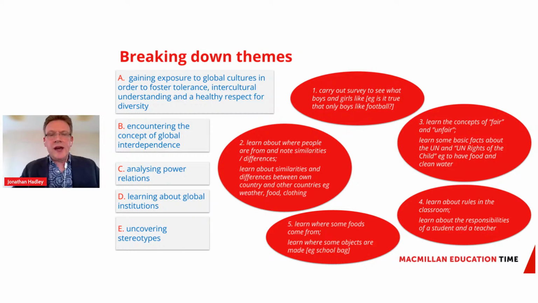Okay, so if we look at the first possible classroom topic, number 1 is carry out a survey to see what boys and girls like. For example, is it true that only boys like football? So a survey, this is something we do in the English language classroom, asking the questions, do you like? Yes, I do. No, I don't. So we can bring in those present simple questions with short answers, using the language and the grammar structures that are very common to perhaps an A1 or A2 level class. And finding out then what boys and girls like.